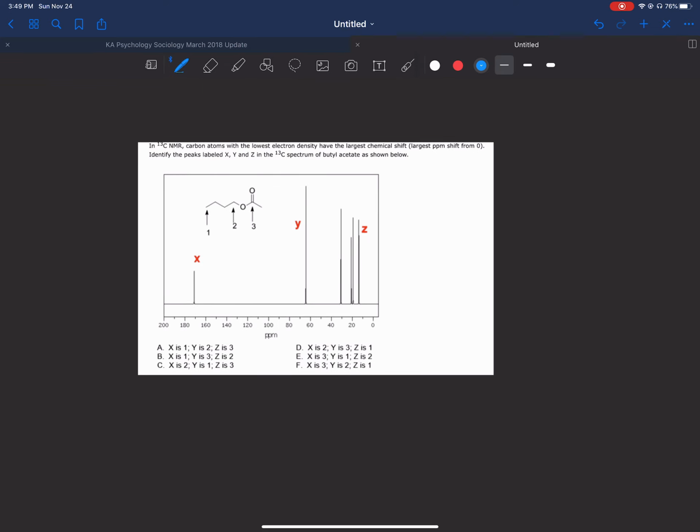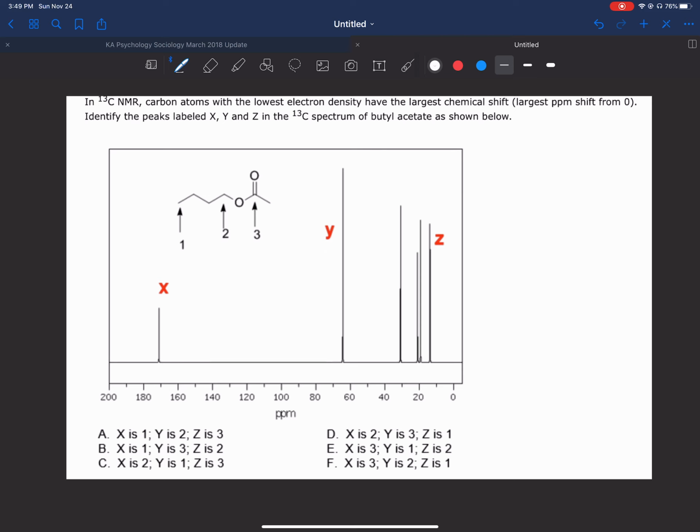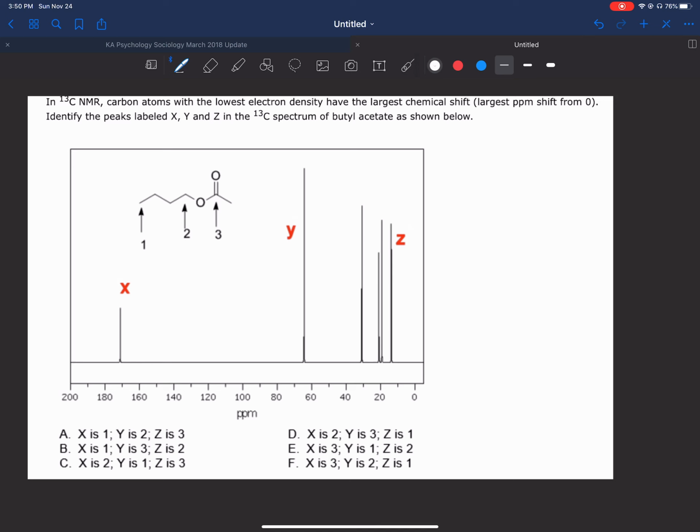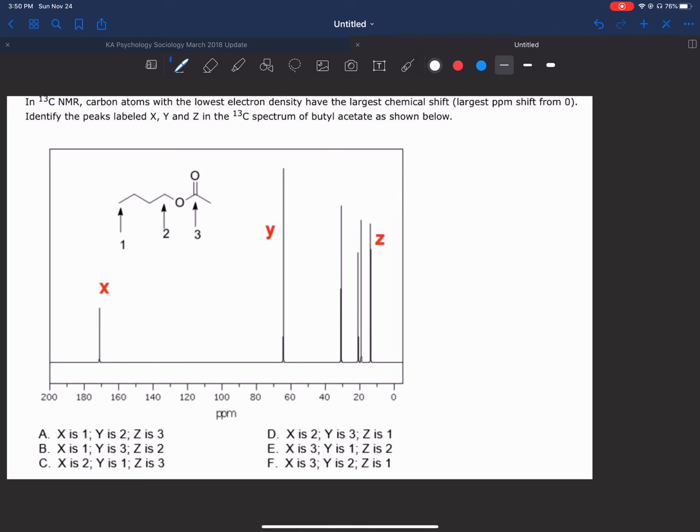Now we're going to talk about shielding and upfield, downfield, stuff like that. This is again taken right out of your workshop. They're asking us, this is a C NMR, but it's still going to help us with the H NMR. In H NMR, it would have been very similar. They're asking us to find which peaks are X, Y, and Z for carbons 1, 2, and 3, and this also helps for H NMR as well.